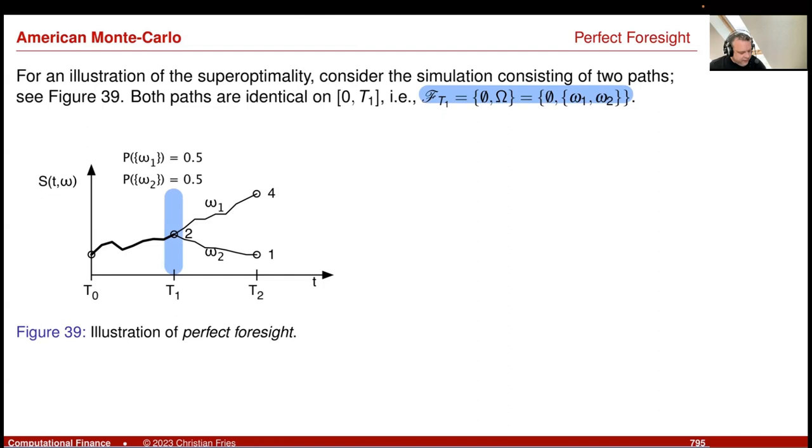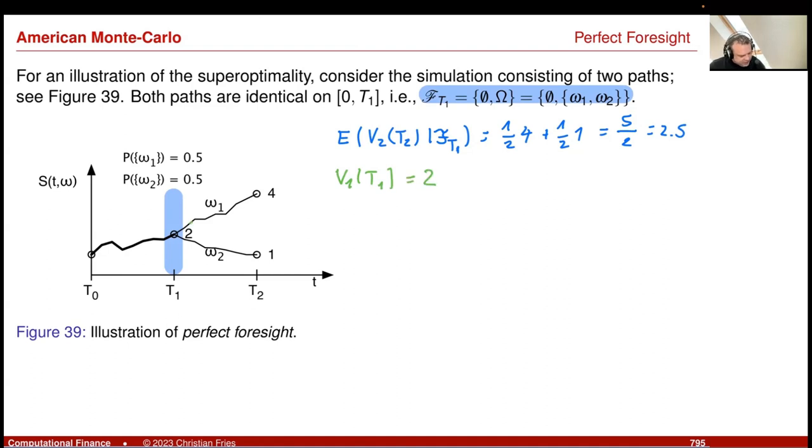So let's do the good case first, without foresight. If you take the conditional expectation of the value that you receive in T2, conditional on T1, this is 1/2 times 4 plus 1/2 times 1. So this is 5/2, which is 2.5. Would you exercise or not? No, you would not exercise, because your underlying value V1 at T1 is just 2. So you receive 2 here, or you can continue and you receive 4 here and 1 there. So you would continue. Since you have to base your decision on what happens here in T1, you always continue.